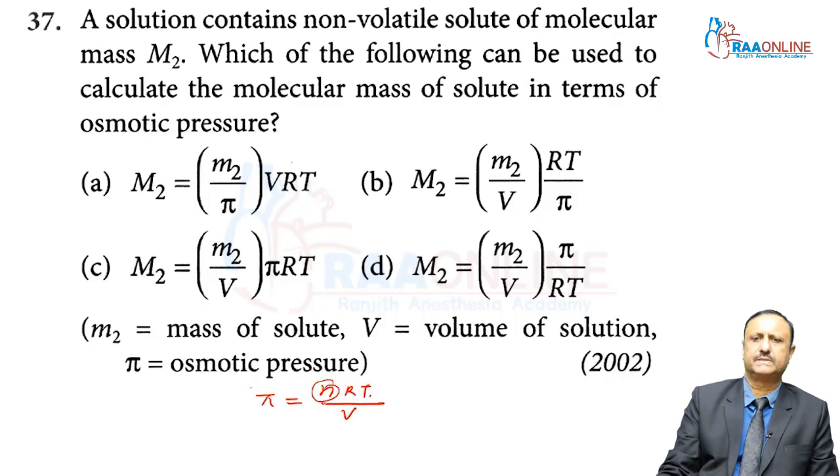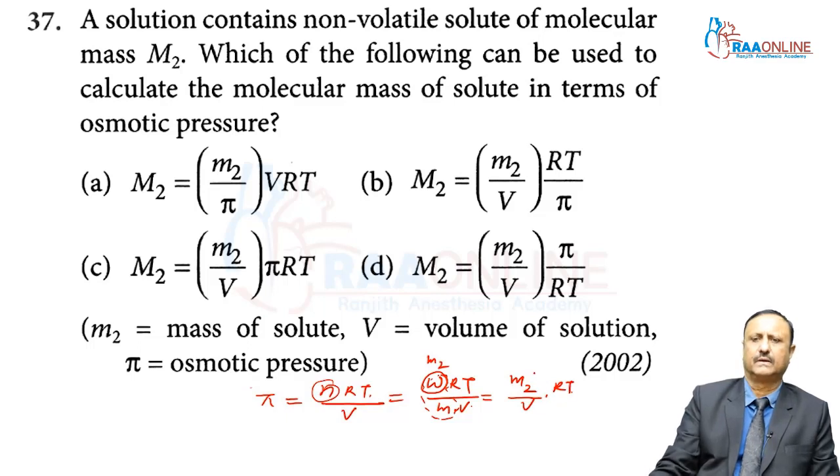And when this n is placed in M upon B, then this is WRT upon MB. So my dear students, you can see here this pi is equal to WRT upon MB. Here W or M2, you can see here W or M2. And my dear students, this n is also called moles, and you can also see here moles upon volume. When you take the moles, this whole M2 upon volume into RT, you can see here.